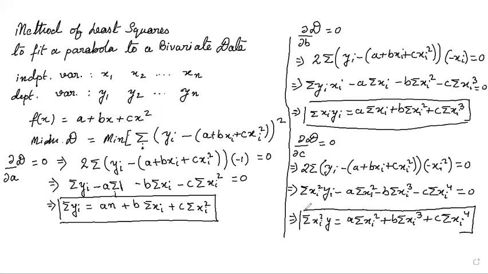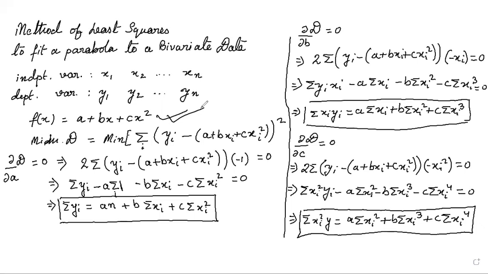These three equations are the normal equations for the best fitted parabola to a bivariate data. Utilizing these normal equations, we can find the values of the three unknown quantities a, b, and c. After getting them, the best fitted parabola will be f(x) equals a plus bx plus cx square.